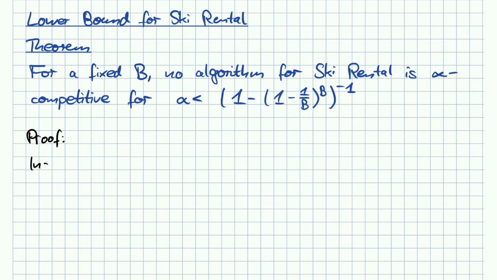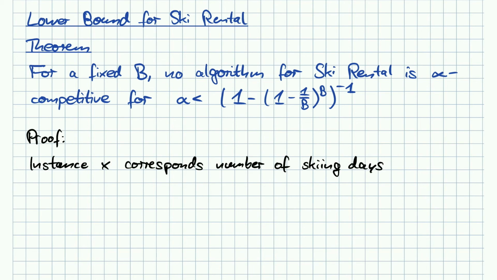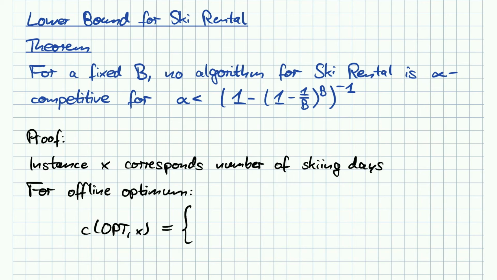So, what are instances now? An instance just corresponds to the number of skiing days. So for the offline optimum, the cost that it incurs on instance x is simply x if this x is smaller than b, and otherwise it is b.